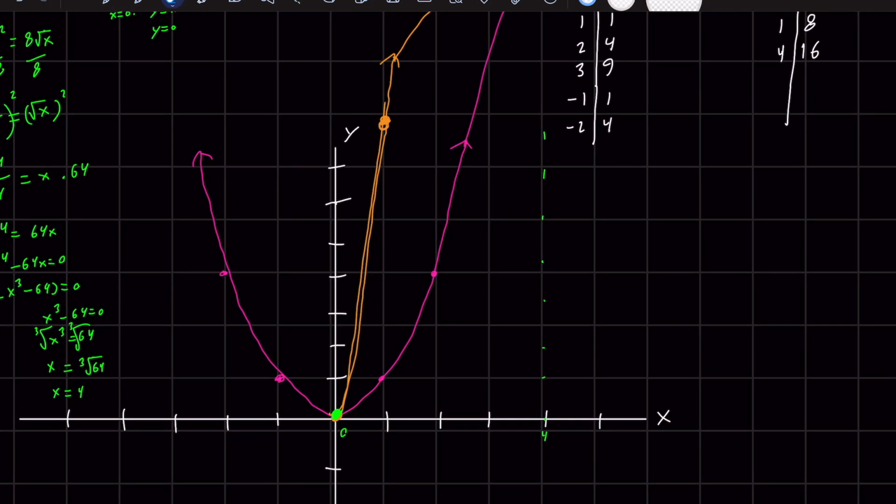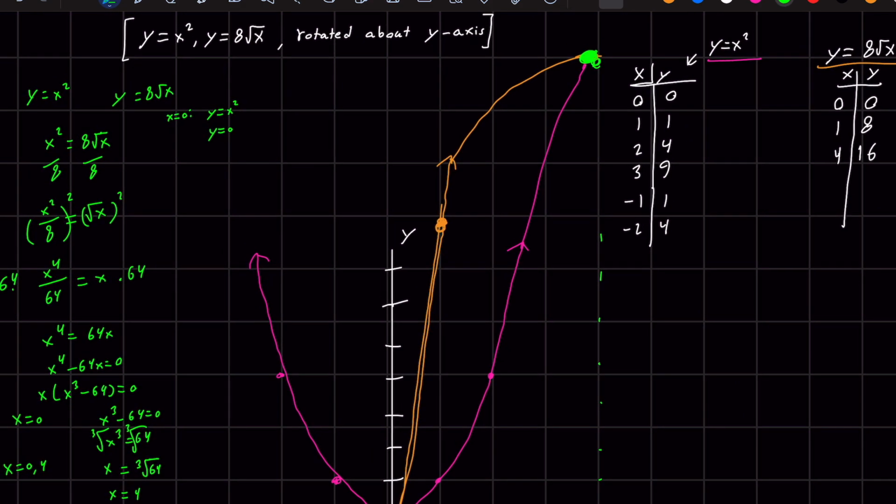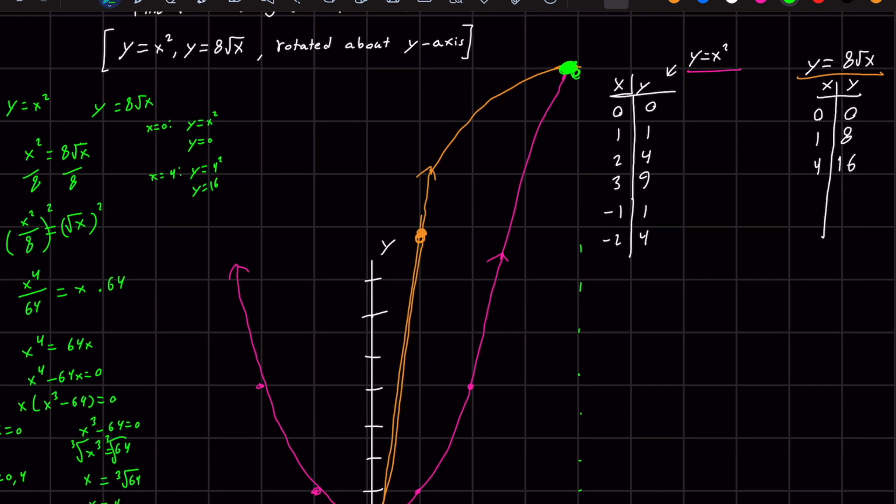So that means that this point is (0, 0) right here. This point is (0, 0). For the other one, we know that it's at x equals 4. So when you plug in x equals 4, you get y equals 4 squared, right? Because you're plugging into y equals x squared. So you get y equals 16. See, so this point right here is (4, 16).